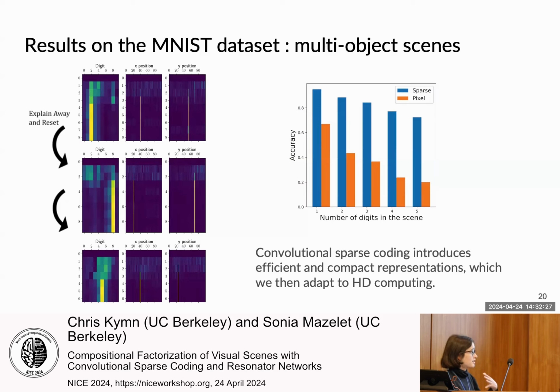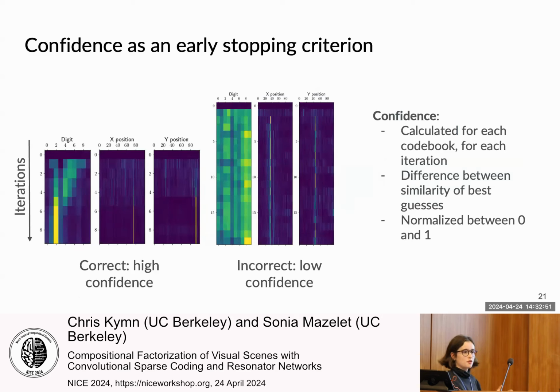And it can then be adapted to encode images as HD vectors, because in HD vectors we want to encode as efficient a representation as we can, so that it's easier to factorize. In the case of the direct pixel encoding, there is a lot of redundancy in the pixels, and that's why it's having a harder time factorizing the scene. So now the question is, what happens in the case where the resonator doesn't converge to the right solution?